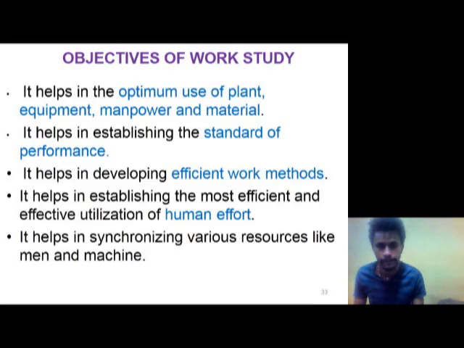So, a standard of performance: you state how much a worker should produce per day of a particular product. If he or she produces beyond that, there is an incentive. And similarly, work study helps in establishing the most efficient working methods.